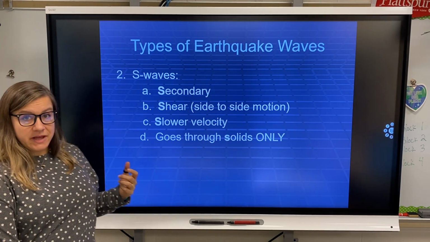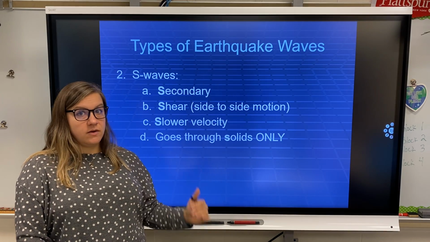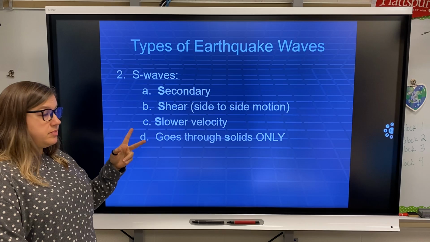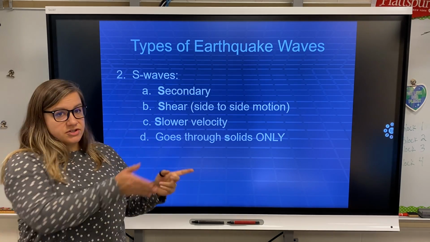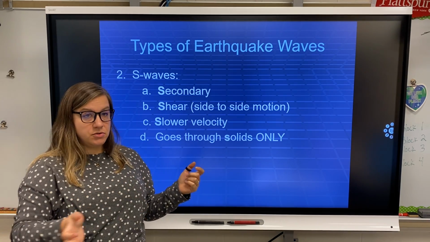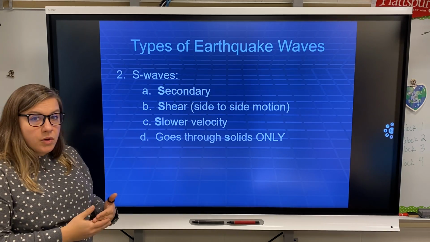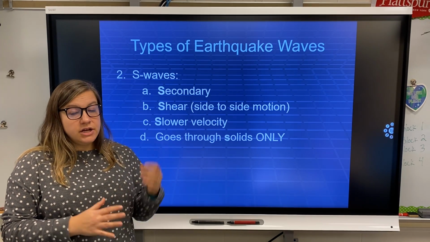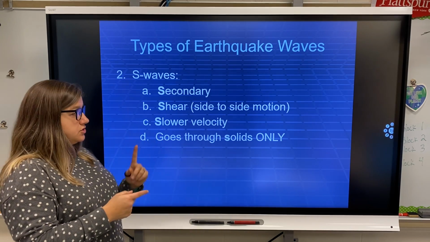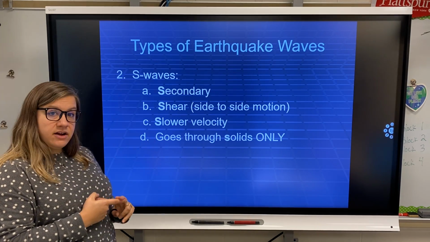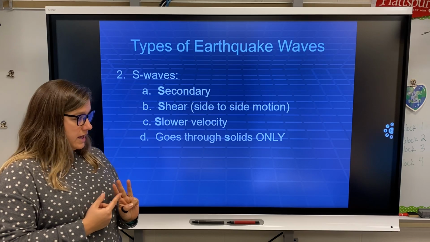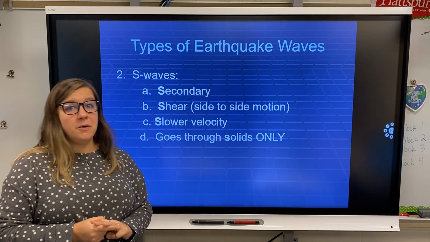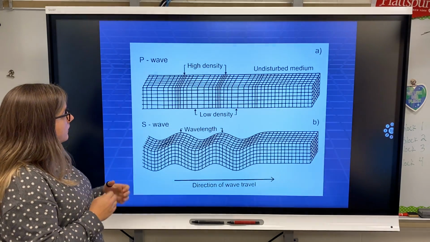Then we have S waves. S waves all have S things that go along with them. S stands for secondary, meaning it comes after the P waves. Then it has shear, so it has this side to side motion, and it has a slower velocity, and it can only travel through solids. So to remember S waves, they are secondary, they're slow and shear, okay?